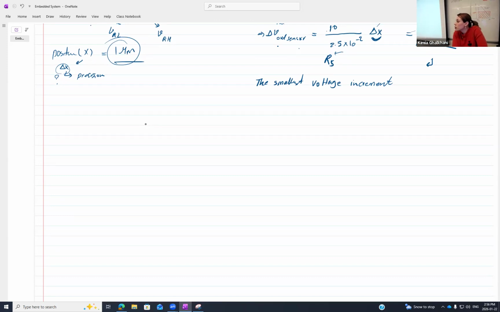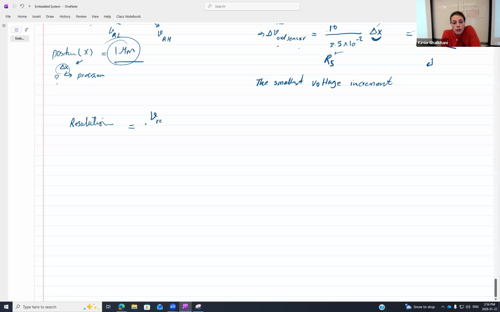Now, how do I calculate resolution? I already gave you the resolution equation. I'm going to write it down again. Resolution, remember it was Vref over, either you can say capital N, then say what is N, which is the size, or simply say 2 to the power of N. One more time, N is the number of bits.